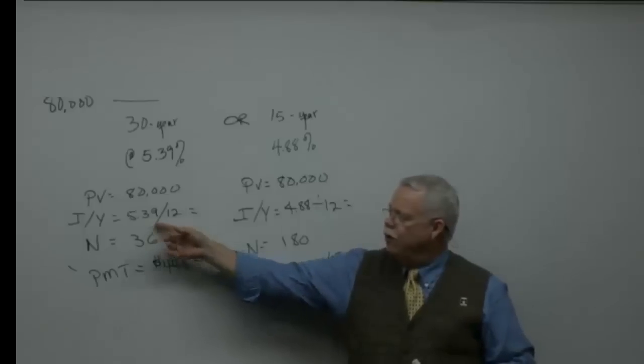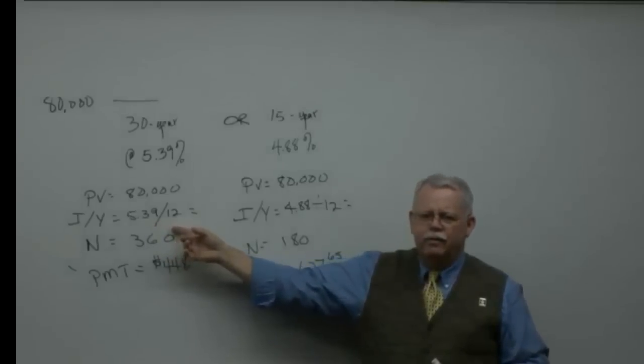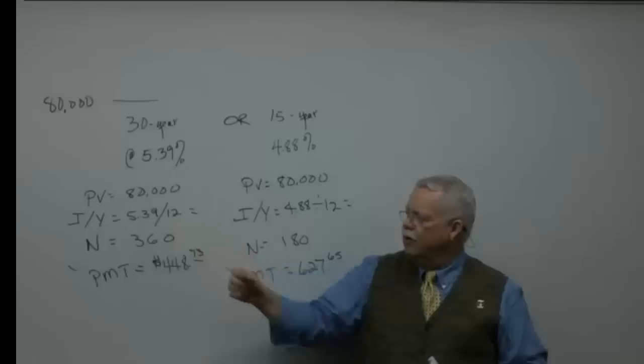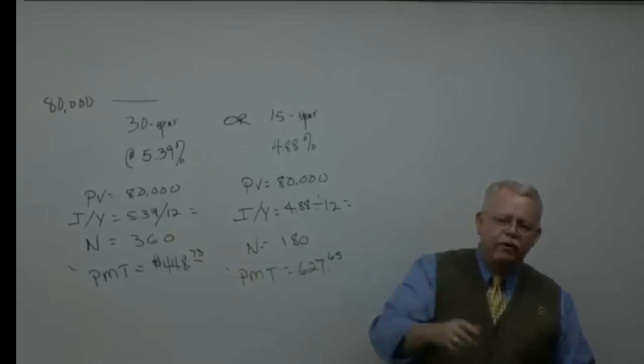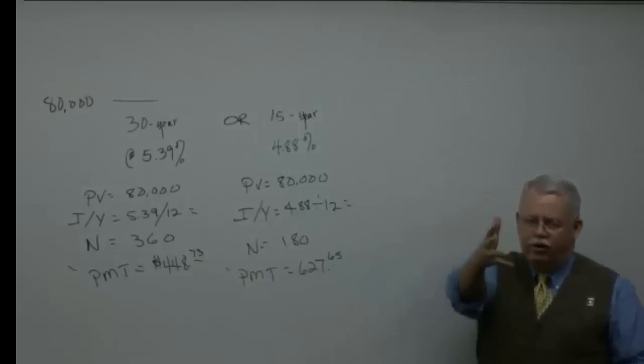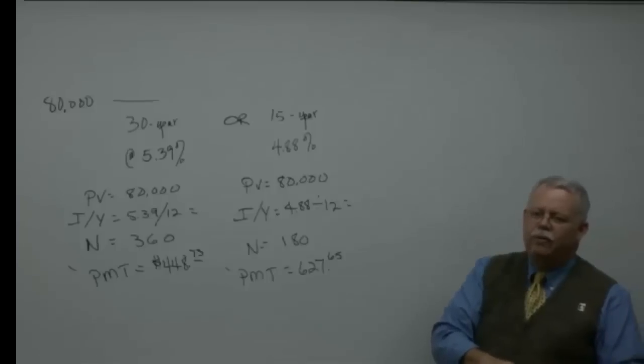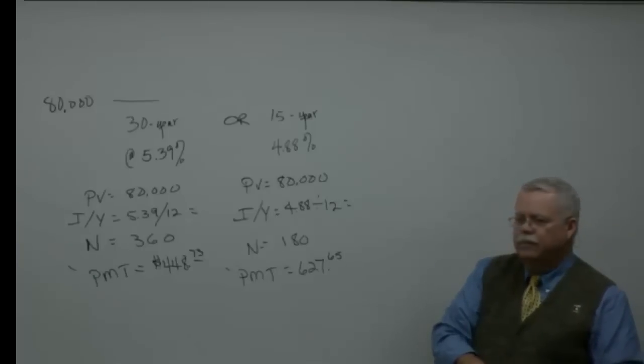When you did 5.39 divided by 12, what did you get? 0.45? No, 0.45, okay. So you're rounding down to 2 decimal points, and that rounding error is probably making that difference. You're right. Okay. This time the concept is right at least.